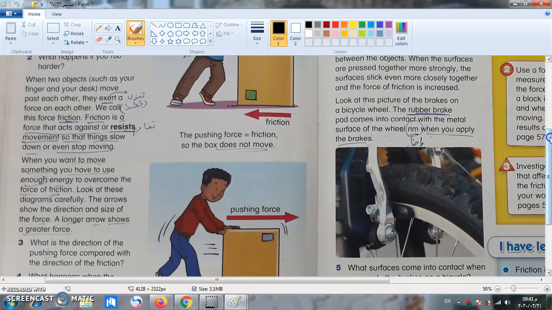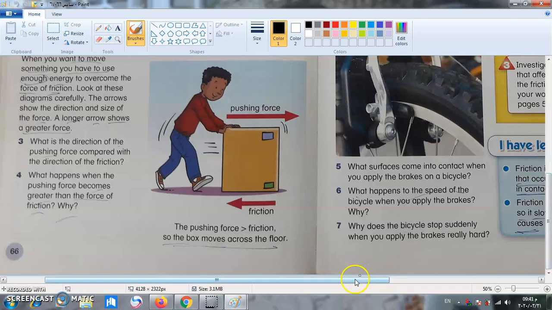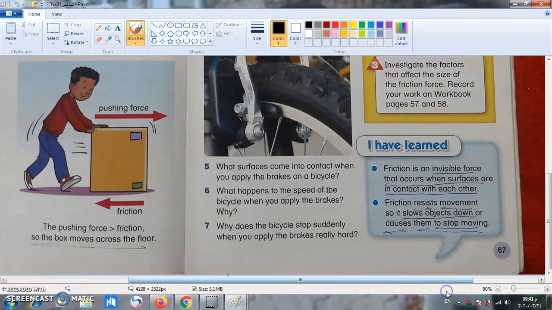That's it for our lesson. What have we learned today? We have learned that friction is an invisible force that occurs when surfaces are in contact with each other. Friction resists movement, so it slows objects down or causes them to stop moving.